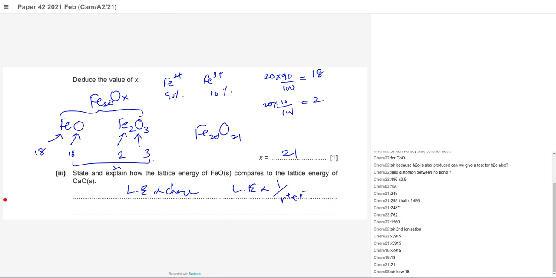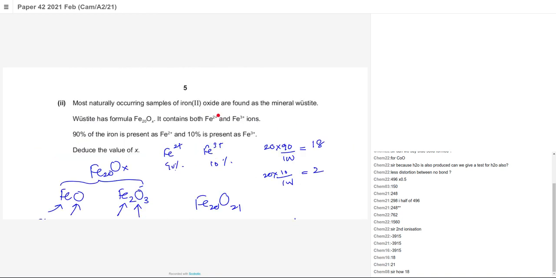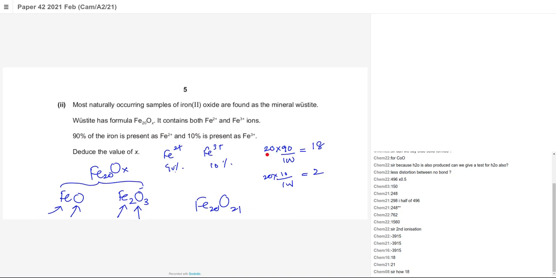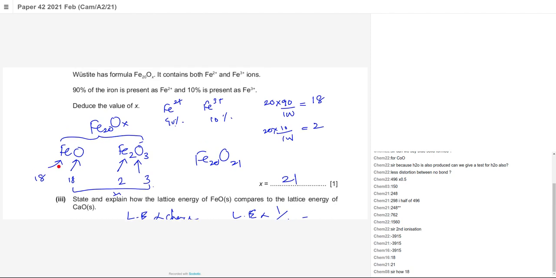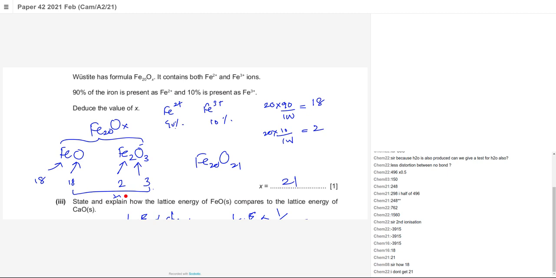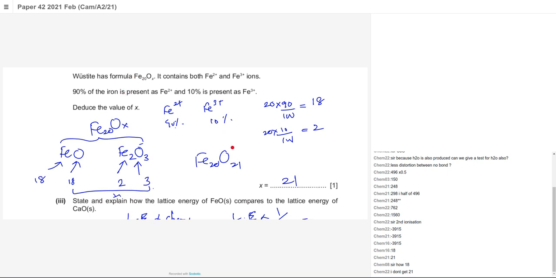Before I move on, there's a question how it's 18. It says 90% is 2+. So out of 20, 90% is 2+. What is that then? 90% of 20 is what? 18. So 2+ is 18 out of 20. If 2+ is 18, 3+ is 2, right? Because total is 20. Got it?